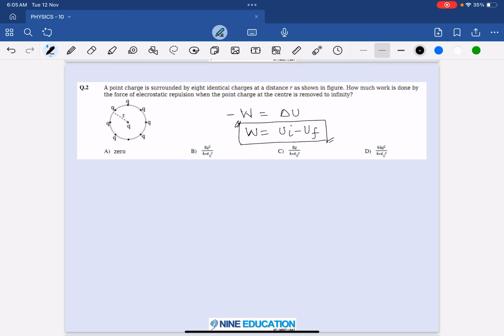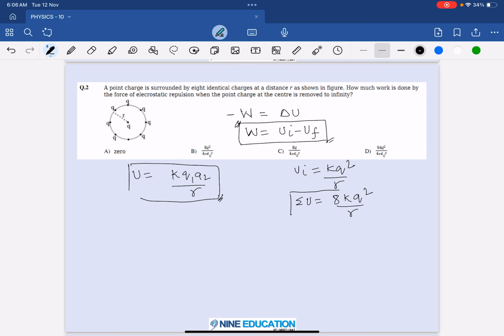Okay, what is the initial potential energy of this system of charges when Q is in it? For one charge it is going to become K Q1 Q2 by, acha, what is the formula for potential energy? It is K Q1 Q2 by r with sign, correct? When two charges are kept at a distance r. So right now the potential energy for one charge is going to be k q square by r. But what is the total potential energy due to all charges? It is going to become 8 k q square by r. All right, sir, so basically this is my initial potential energy.